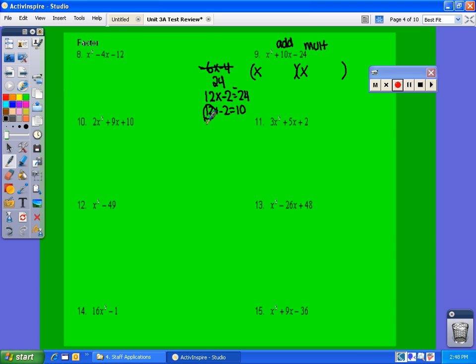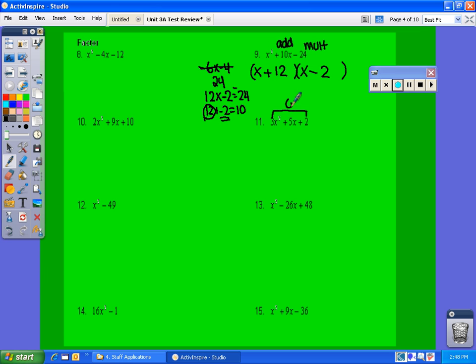And our goal is to have a positive 10 when you add and a negative 24 when you multiply. These are the answers, but the factors are what you put inside the parentheses, because on a quiz a lot of you were taking these numbers and that makes no sense. So make sure that you're putting the factors in the parentheses, not the answers.